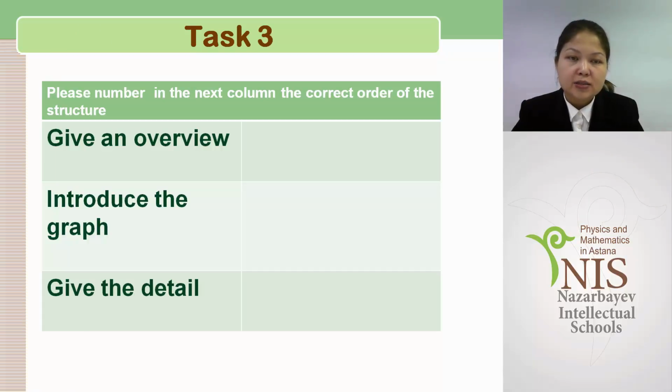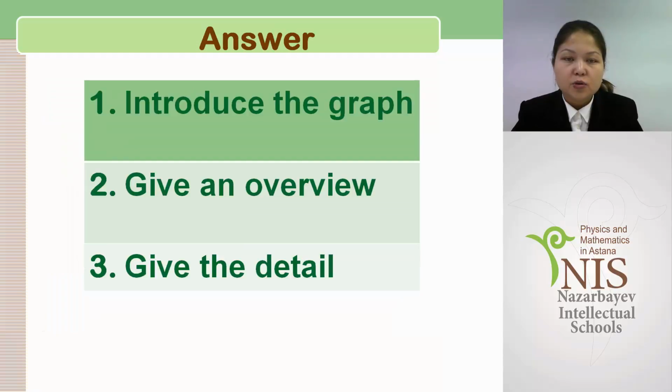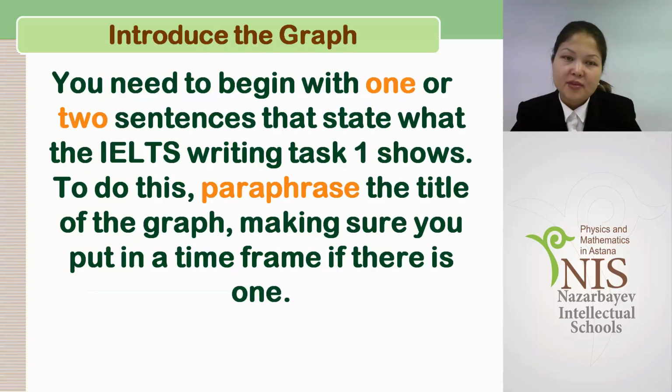So let's look at this table. You need to number in the next column the correct order of structure. So the right order is: number 1, introduce the graph; number 2, give an overview; and number 3, give the detail. So let's start from graphs.